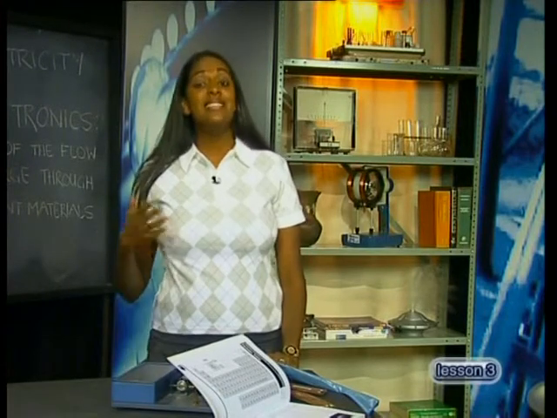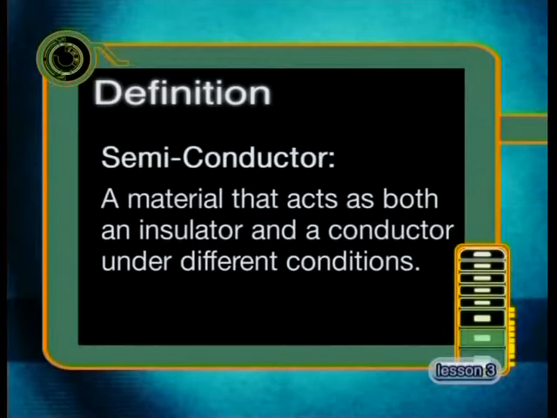But when the silicon was kept cold, the electrons were not excited and remained in the valence band. That's why silicon is called a semiconductor. A semiconductor is a material that acts as both an insulator and a conductor under different conditions.